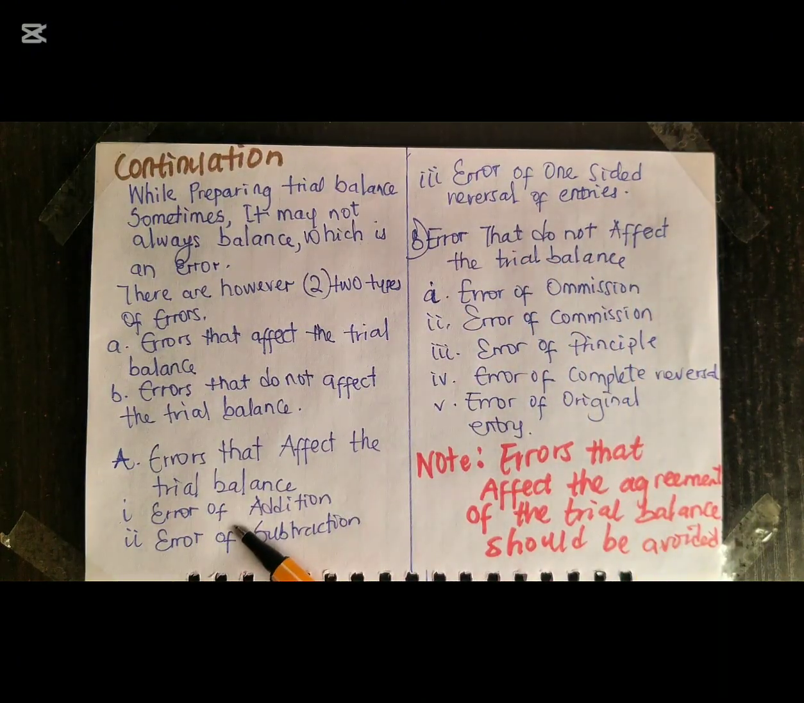So now, errors of addition. These are errors that affect the trial balance, like I stated. Let's say you were using your calculator to calculate something that's supposed to be 20,000, but you put 2,000, and at the end of the day, the amount you get on the credit side is shorter than the debit side because of the addition problem. That error will affect the trial balance.